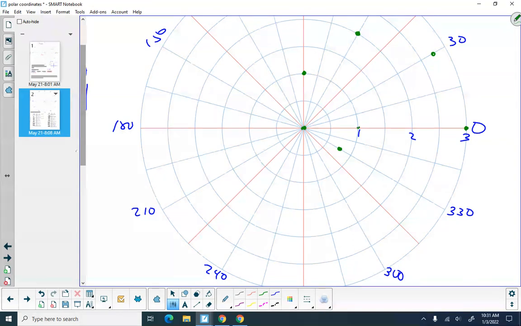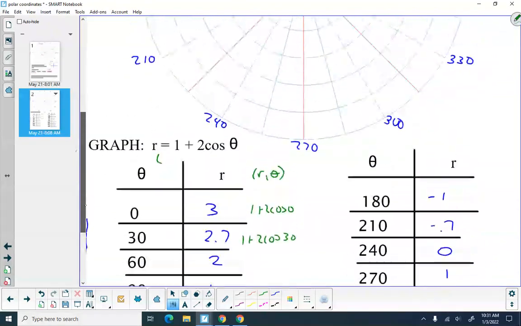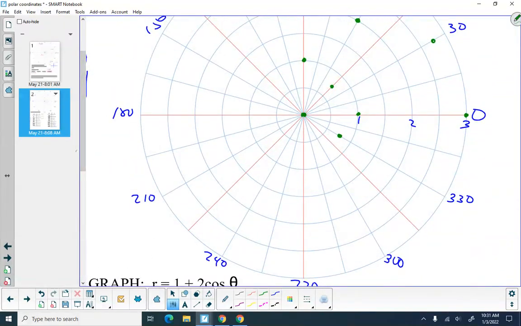At 180, we are at negative 1. At 210, we're at negative 0.7. Then we go back to 0. Then at 270, we are at 1. At 300, we are at 2. At 330, we are at 2.7. And at 360, we're back up at 3.